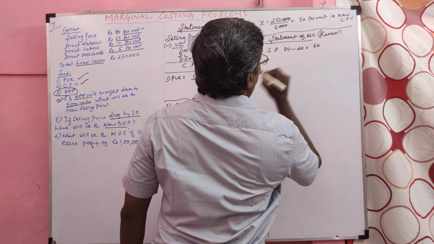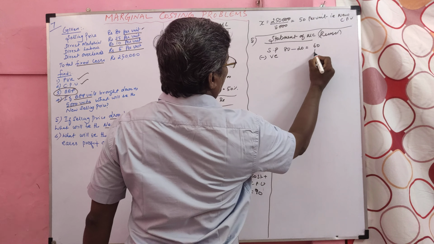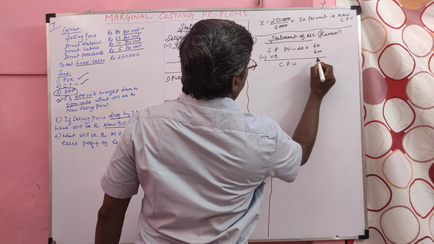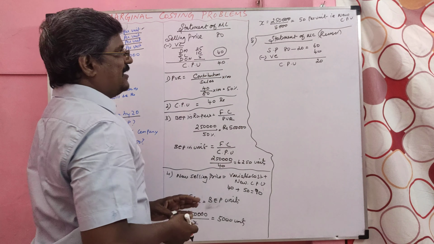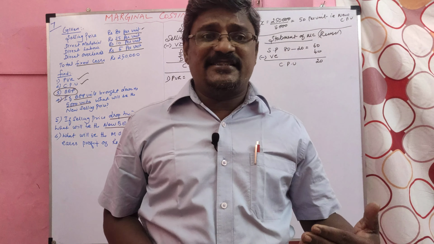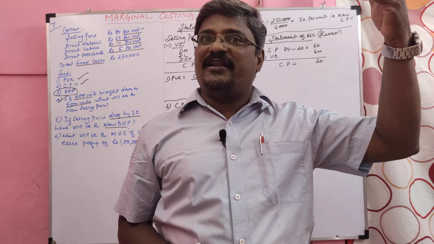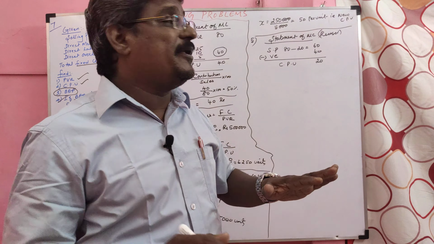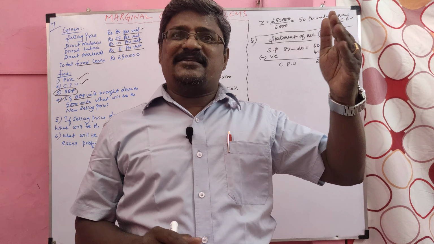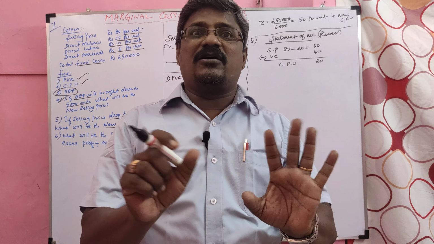So our new selling price 60 minus variable cost as usual, how much? 40. So contribution per unit 20. Students, listen carefully. Already I said if sales decreases, variable cost also decreases. If sales increases, variable cost also increases, but it is not applicable to the selling price. If selling price increases, variable cost will not change. Selling price decreases, variable cost will not change.